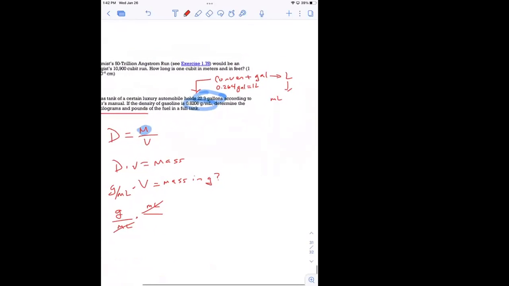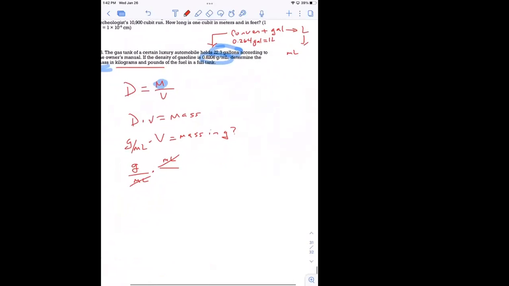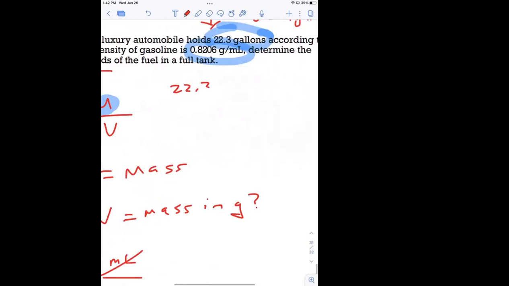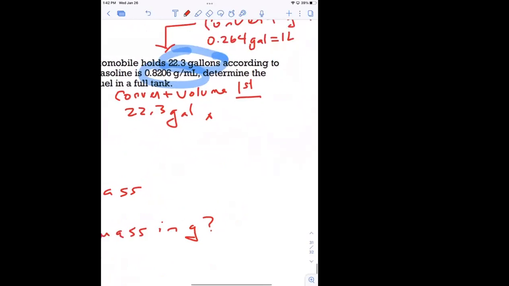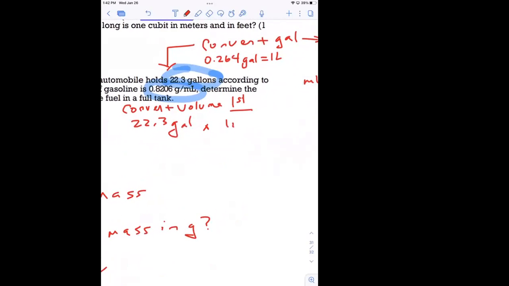Yes. All right. So now, first thing we need to do, the density is fine. We have that. We need to convert gallons into liters and then liters into milliliters. So let's do that. So we have 22.3 gallons times 1 liter over 0.264 gallons. Is that right? So we want to cancel out gallons. What do we get from that?